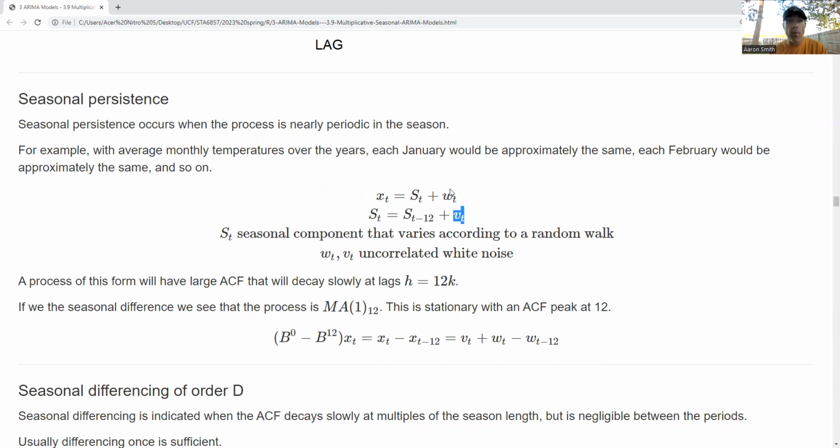Now, something that's important about this particular model is that we're going to say that these two white noise aspects are uncorrelated with each other. And so a process of this form will have a large ACF that will decay slowly at multiples of the seasonal aspects. And if I do the differencing off of this, with a little bit of college algebra on these equations, we'll see that this is in fact V sub t plus the difference on the current white noise and lag from last year's white noise.